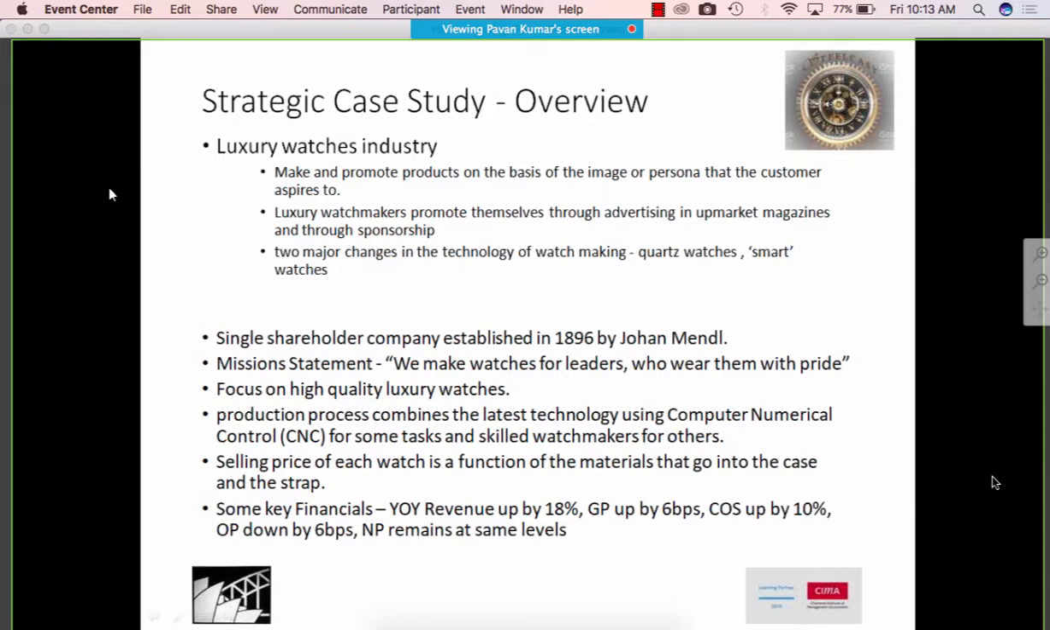And let us look at some key financials. Year on year revenue is up by 18%. Gross profit is up by 6 basis points. Cost of sales is up by 10%. Operating profit is down by 6 basis points, because of an increase in the other operating expenses. The net profit is, however, still at the same level. That is probably because of the drop in the finance costs. So this in a nutshell is about the strategic level case study.